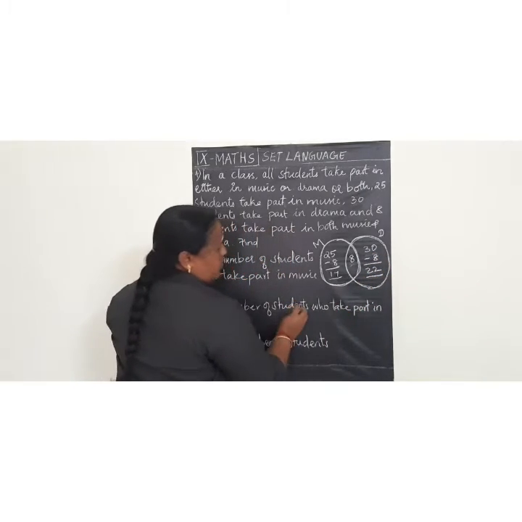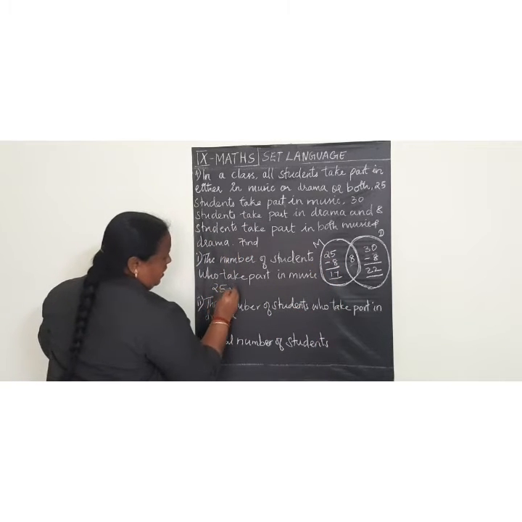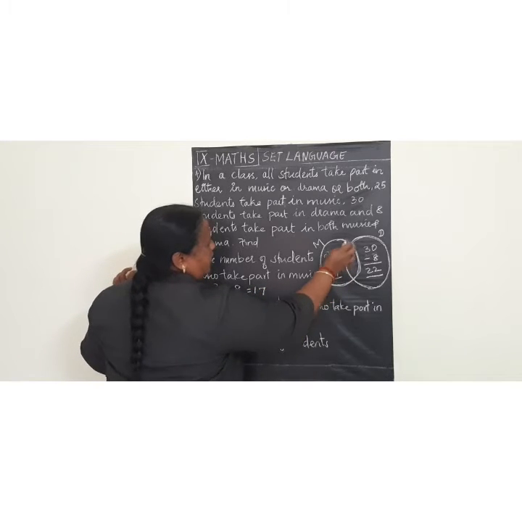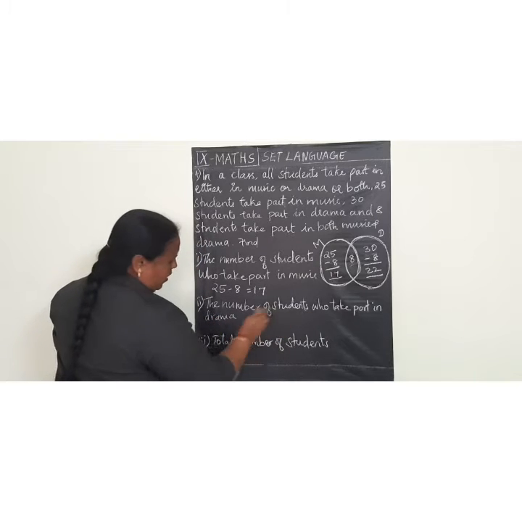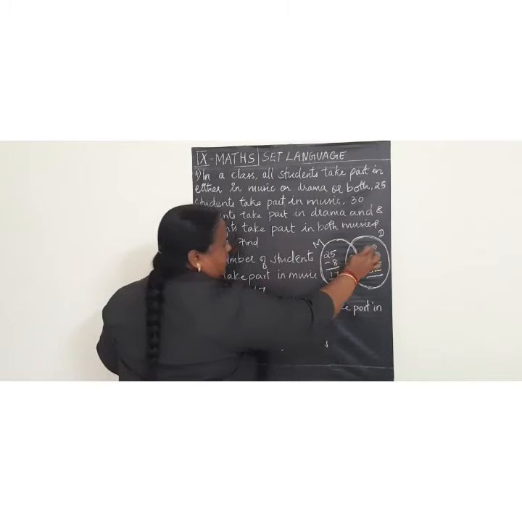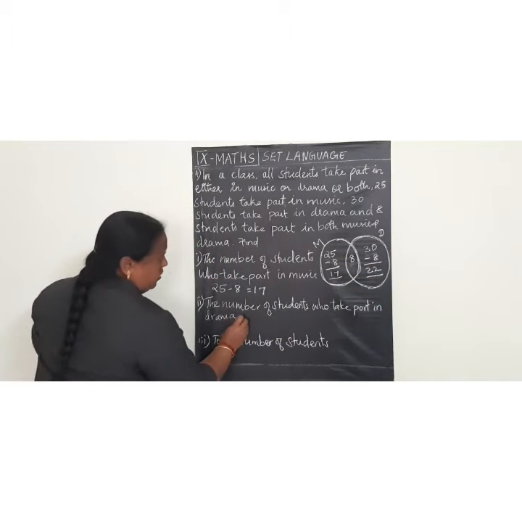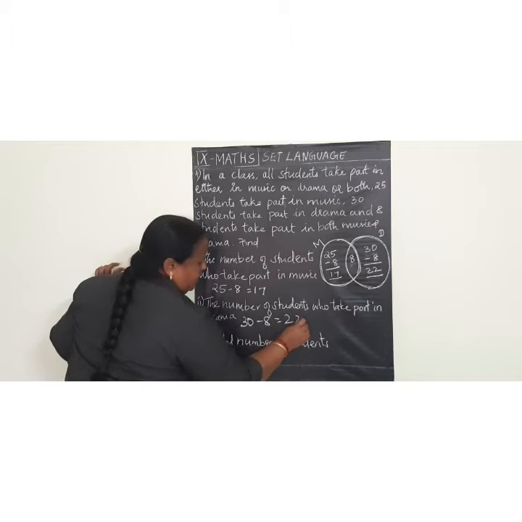So how many students take part only in music? 25 minus 8 is equal to 17. The 17 students take part only in music. Like that, the number of students who take part in drama is 30, which they have given, and we have to subtract this 8. So 22 students have participated only in drama.